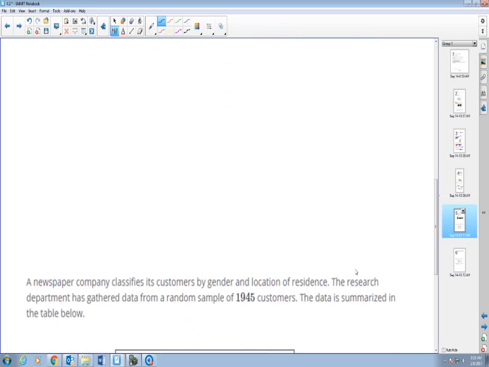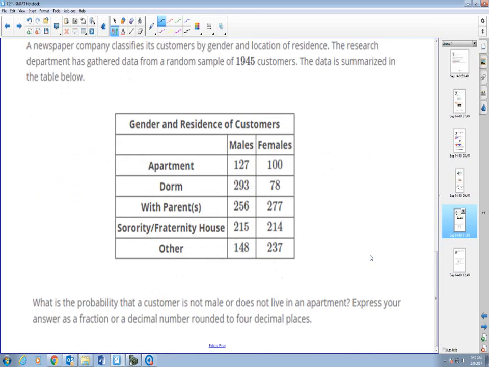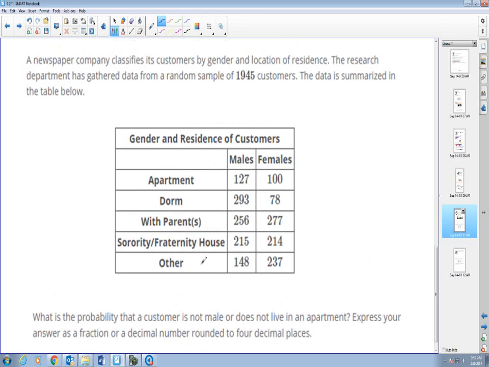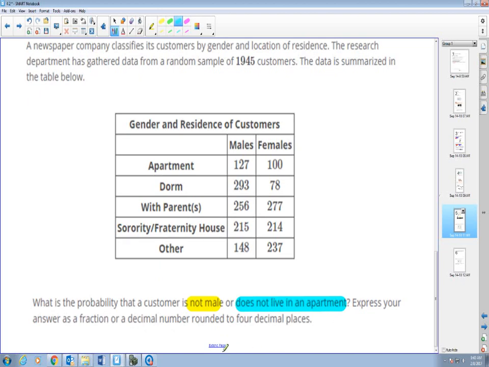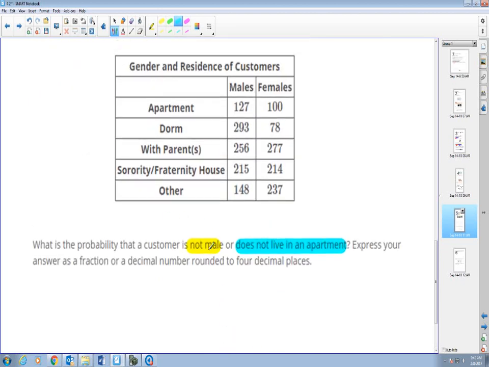Alright, let's do the same type of problem. This time we're going to have 1945 customers. This is about a newsletter. What is the probability that a customer is not female? Excuse me, not male, or does not live in an apartment? Ooh, this is trickier. Not male means females. Not male is referring to these. Does not live in an apartment.